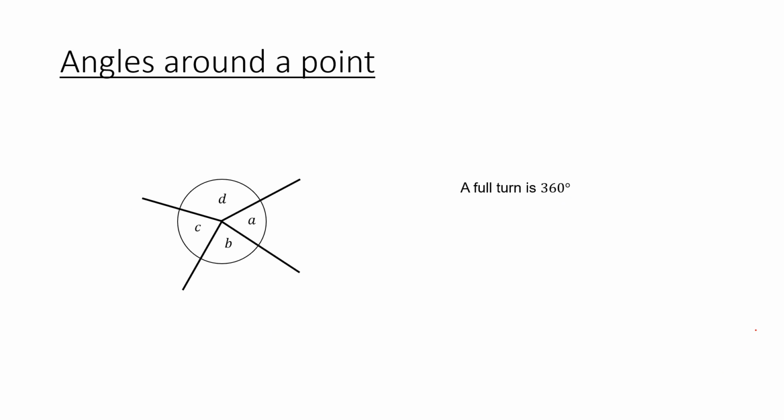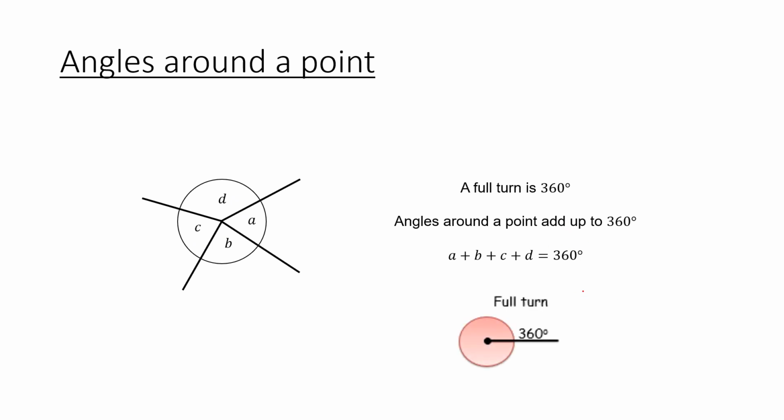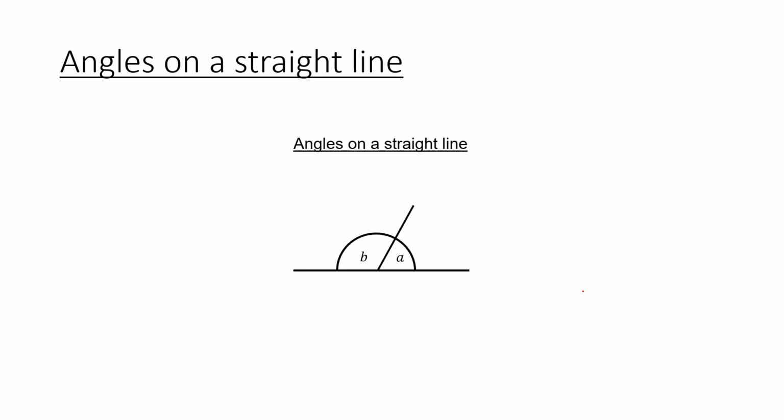Angles around a point, so a full turn is 360 degrees. Angles around a point add up to 360, so therefore in this diagram our lines have cut our full turn into 4 segments, but it can be into 2, 3, 4. It really just depends on how the question is asked. In this example, it's split up into 4 sections, so therefore when you add all 4 of them together, you should end up with a value of 360 degrees. And therefore a full turn is equal to 360 degrees.